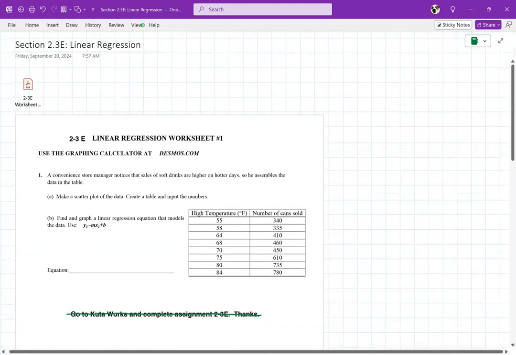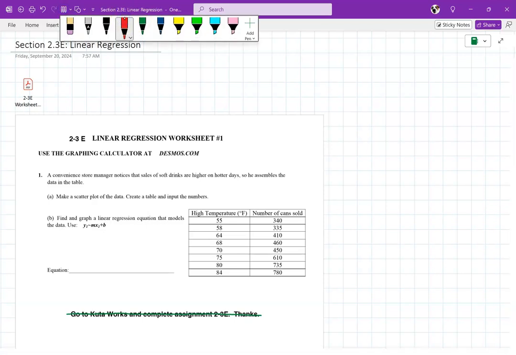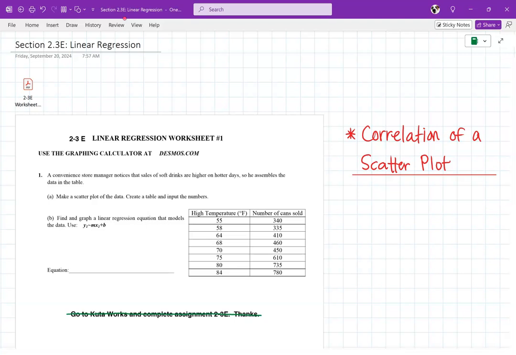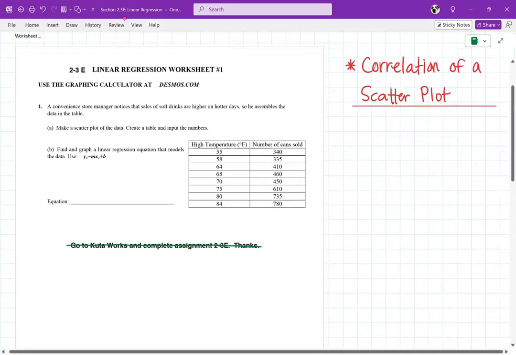So, a couple little things that you guys have to know, okay? First off, you guys have to understand correlation of a scatter plot. So in other words, whenever I decide to put a bunch of points on a graph, they might look like they're doing something. So we call that a correlation. So I'll give you an example.